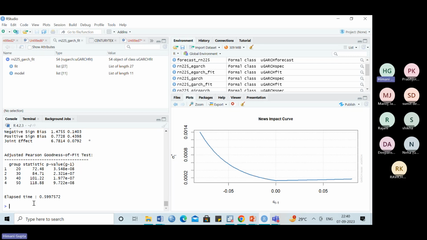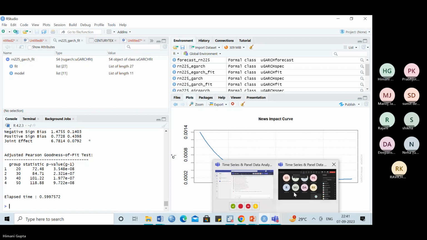Now, the next step for your GARCH model is multivariate GARCH. We have finished with the univariate models now. So now, any doubt?